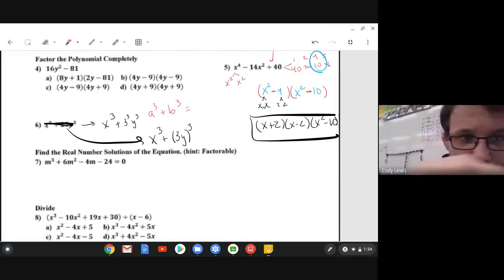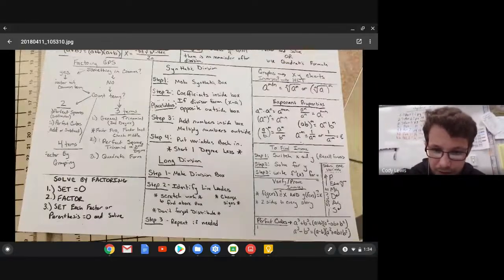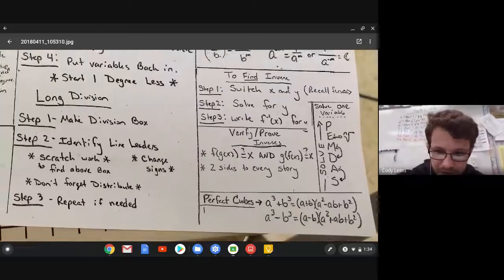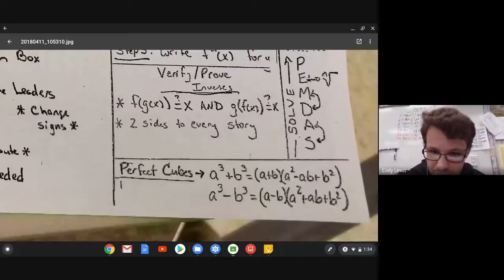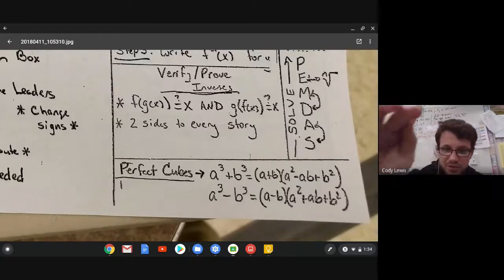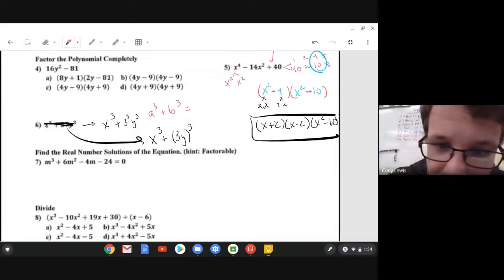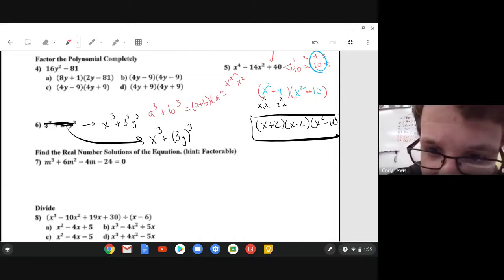And that little formula over there tells me, let's flip to the other page. I've got to zoom in again. I know it's kind of hard to read, but it says it's going to be a plus b in parentheses times a squared minus ab plus b squared. So this is going to be a plus b, a squared minus ab plus b squared.